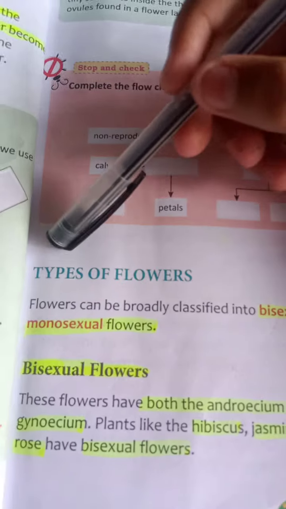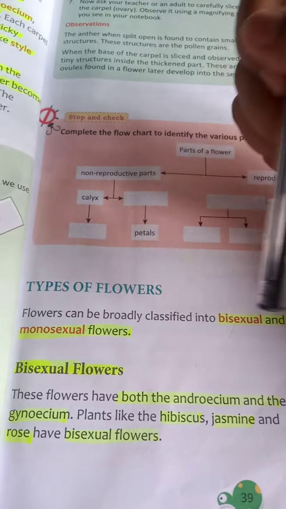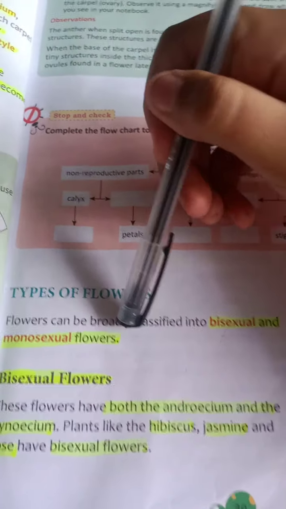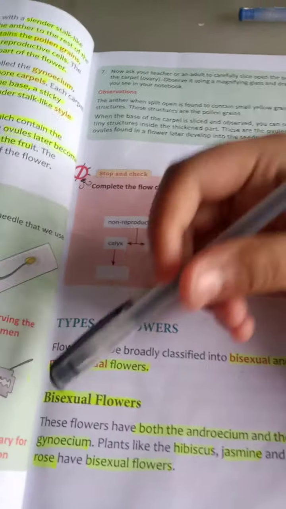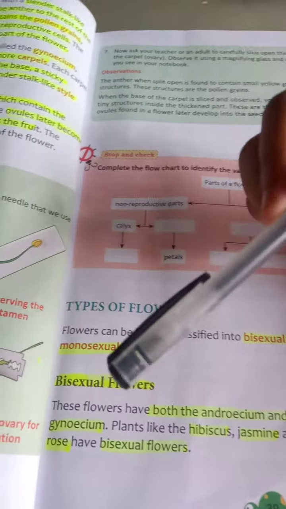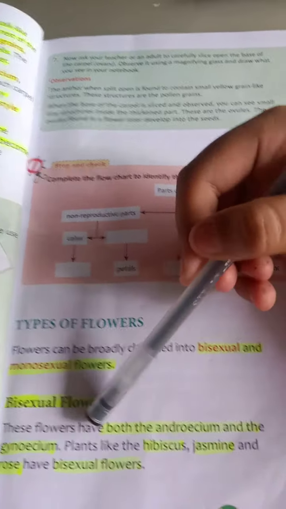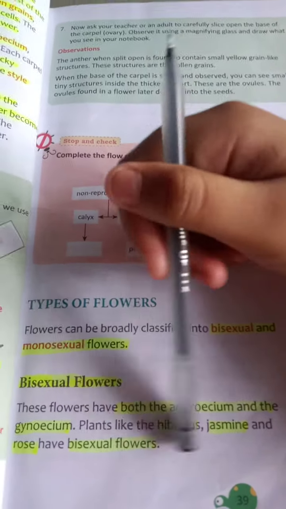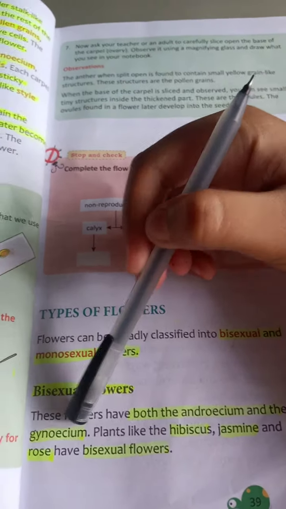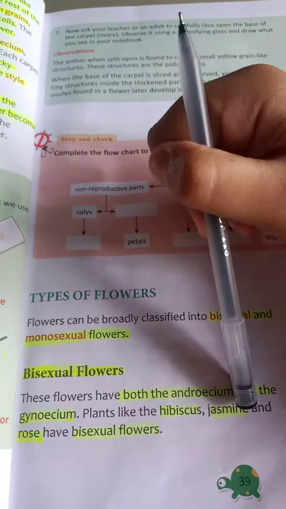And in this part we are going to learn about the types of flowers. Flowers can be broadly classified into bisexual and monosexual flowers. Means there are two types of flowers. Now bisexual flowers, what are these? These flowers have both the androecium and the gynoecium. It means that these have the male reproductive part androecium and the female reproductive part gynoecium also. For example, hibiscus, jasmine, rose are bisexual flowers.